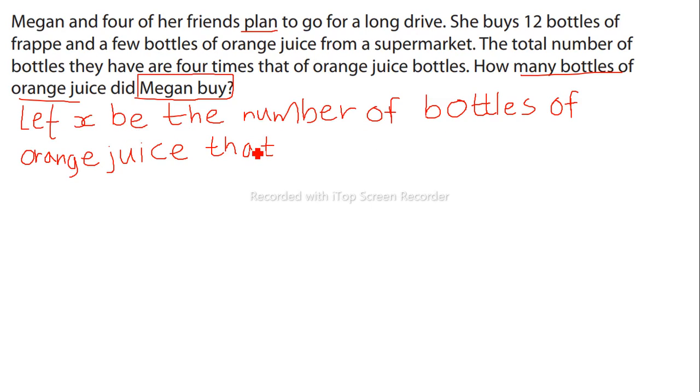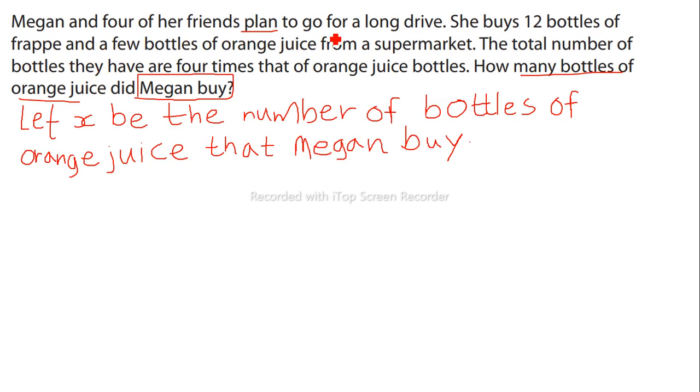Let X be the number of bottles of orange juice that Megan buys. Imagine if all of them teamed up to buy it. You think the burden would go on Megan? But anyway, let's assume that Megan is the rich friend, so let's assume that she has the money. So let X be the number of bottles of orange juice that Megan buys. Okay, so that's X.